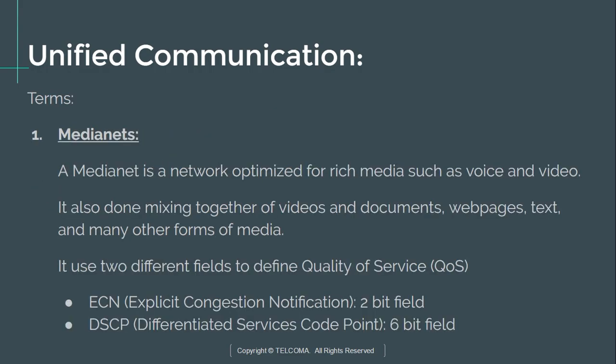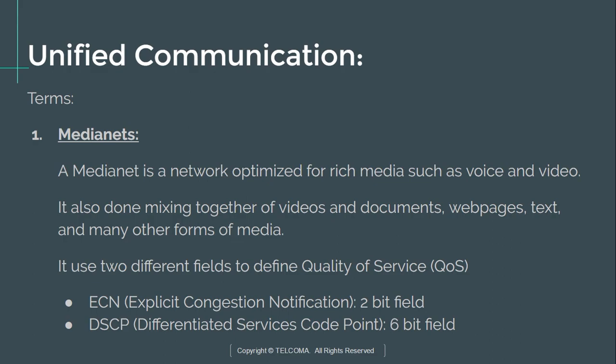The next is the related terms. The first related term to unified communication is media net. A media net is a network optimized for rich media such as voice and video. The voice and video communicating over IP networks use rich media, that is, the media net.